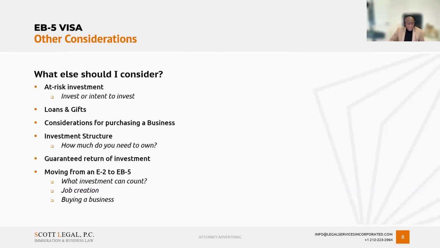The E2 to EB-5 is a great way to move to a green card. It definitely works, and I think that a lot of our E2 clients have entrepreneurial spirit and like the fact that they can keep their business and manage it and invest maybe a little bit more money. And keep in mind as well that the investment doesn't have to be all made at the same time. We did an EB-5 direct investment for a client where they made, I think, 5 different investments over the years.